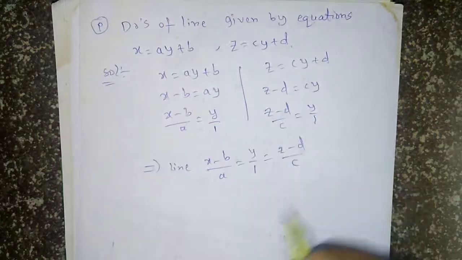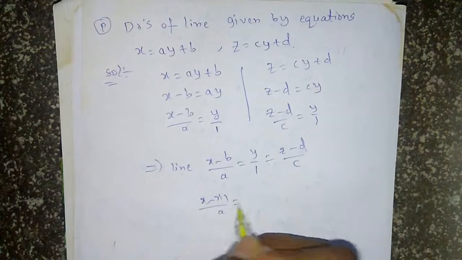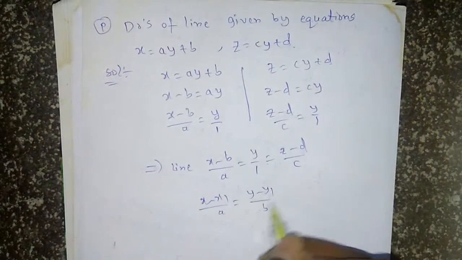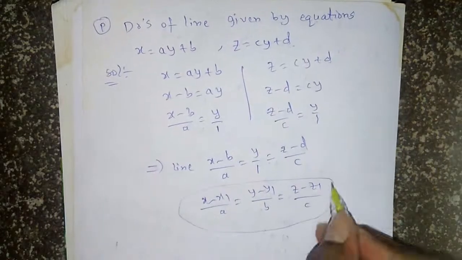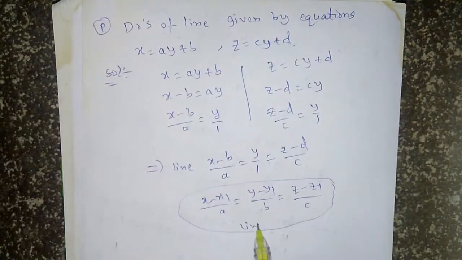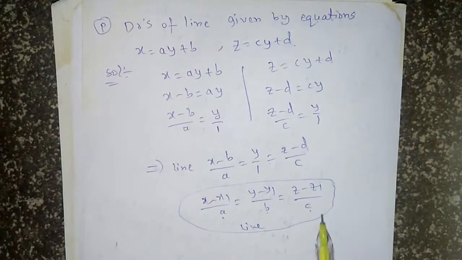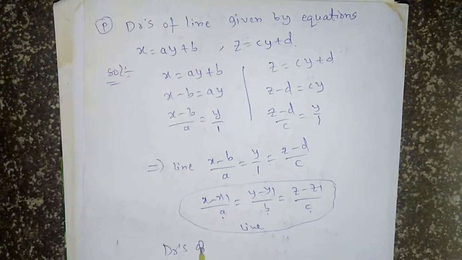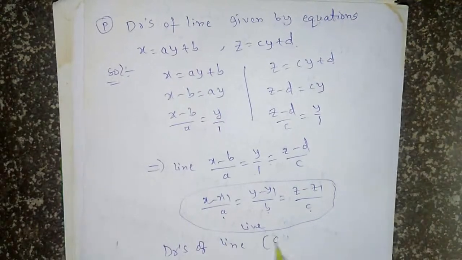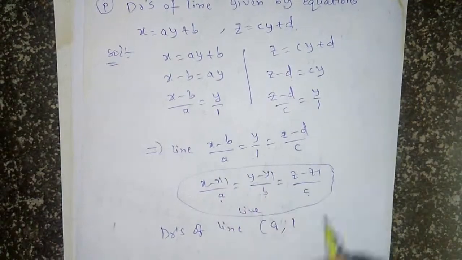So it is in the form of x minus x1 by a, y minus y1 by b, z minus z1 by c, which is the general equation of a 3D line. So DRs of this line are a comma b comma c. So it is in the same form. Here DRs of the line will be what? DRs of the line are a comma 1 comma c.